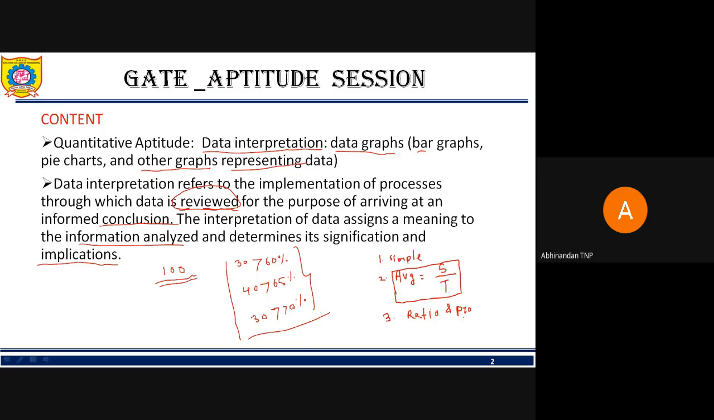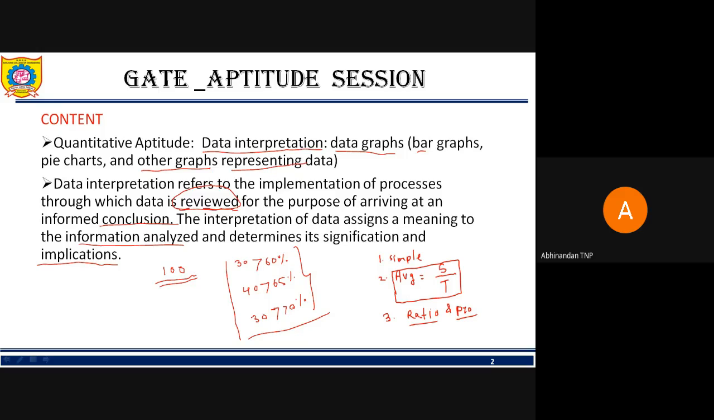Ratio means they may give you the stats, they may give you the data, and you have to find out the ratio of two different parameters. They may ask what is the ratio between the two parameters. So you should have the knowledge of ratio. What is the meaning of ratio? What is the meaning of proportional?